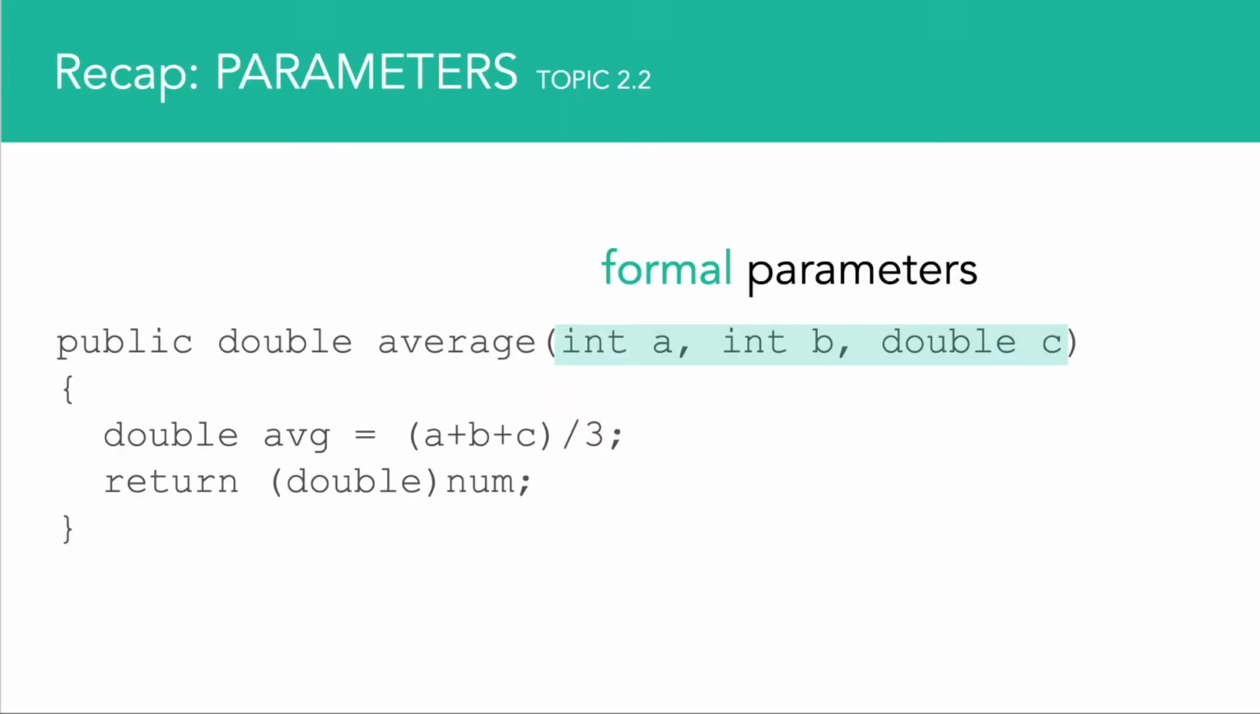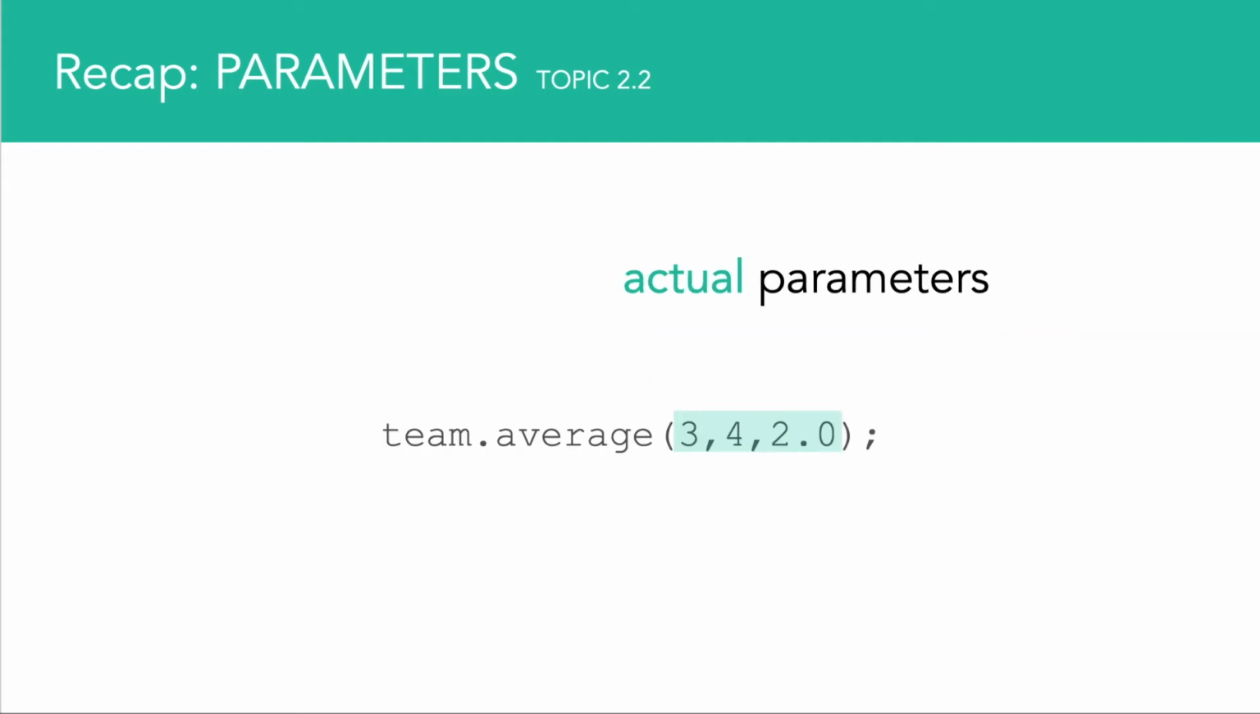Let's do a quick recap on parameters. This is the parameter list. It is contained within the parentheses. When declaring or defining methods, these are called formal parameters. When calling the method, these parameters are called actual parameters as they are the actual values to be assigned to the object. They must be of the same data type and in the same order as the formal parameters.